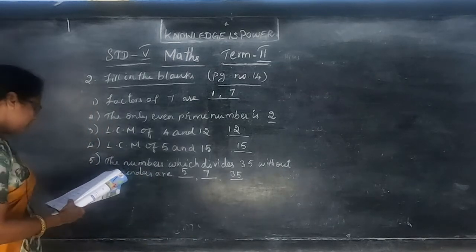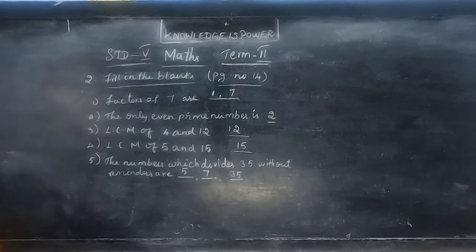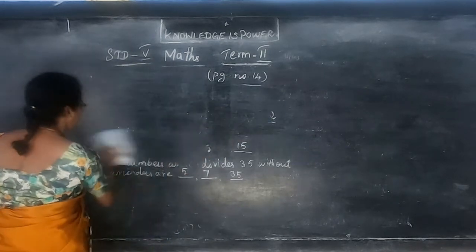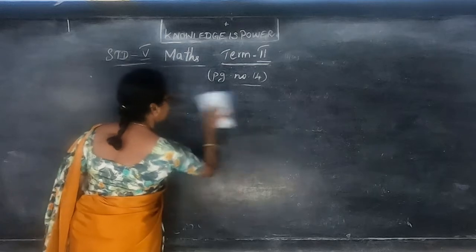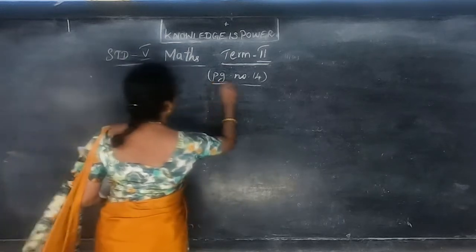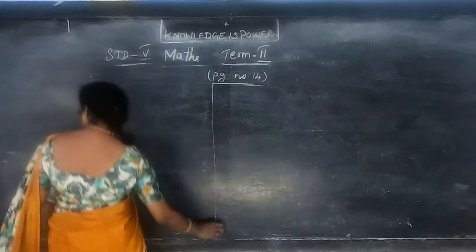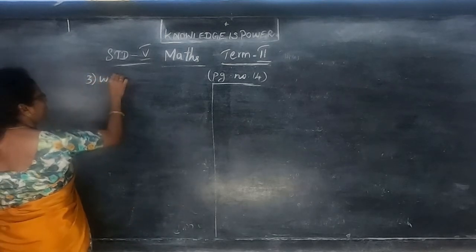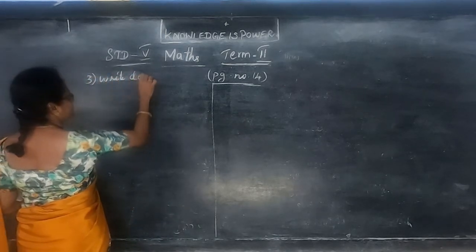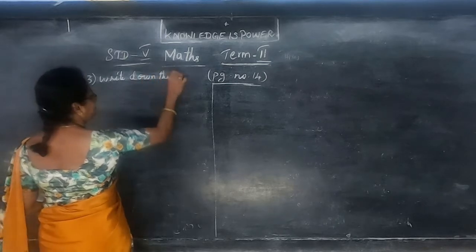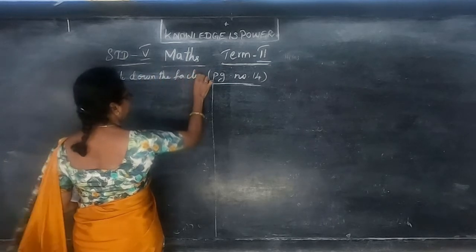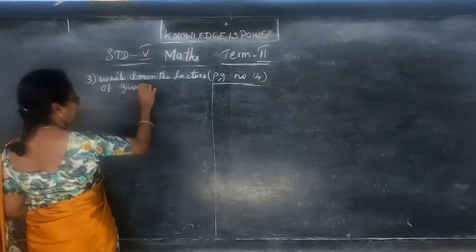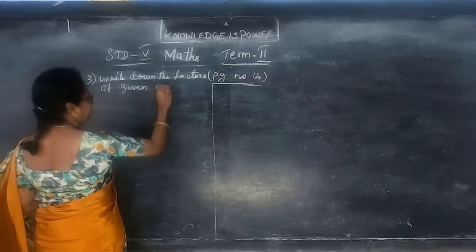Okay children, now we'll move on to the next one. The next sum is on the same page number. Write down the factors of given numbers. We have to write the factors. What are the numbers given? You have to write the factors.